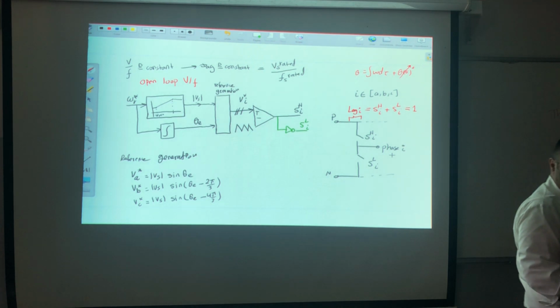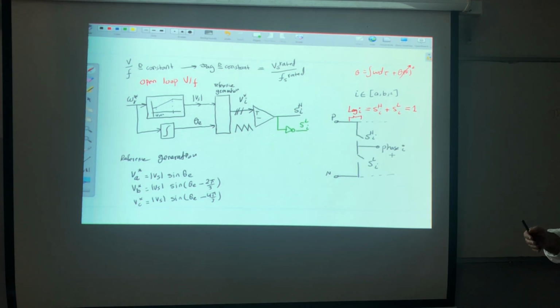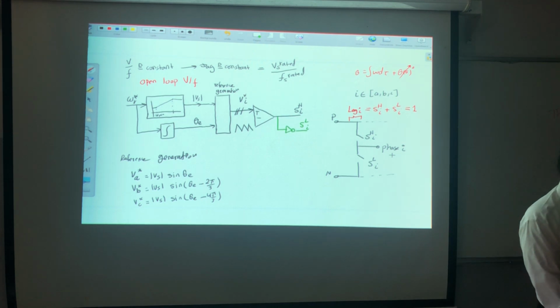Correct? I need to operate at a certain speed. I'm assuming that this speed is the synchronous speed, but it's not the synchronous speed. There's one omega slip in between. Omega slip in between.